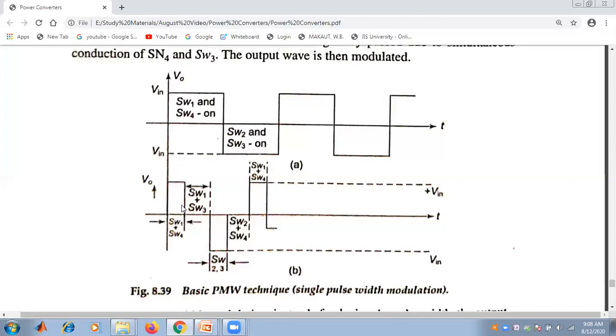So for any given frequency of switching, the pulse width can be varied to control the AC voltage at the output of the inverter. It is clear that for any given frequency of switching, the pulse width of the output voltage, the AC voltage of the inverter, can be varied. It is clearly seen.